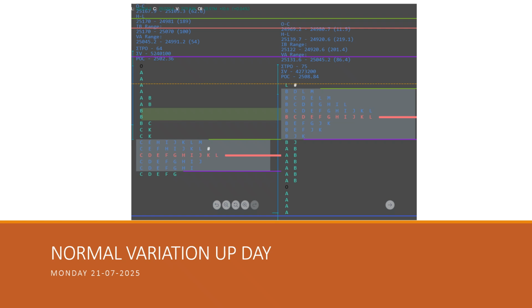If we see today's trading, it was a normal variation up day. You can see that the market opened below value area low, and it got rejected when it came to a previous single print area that occurred in a trending market. So from there it moved up, and A period as well as B period were forming a one time frame type of structure.